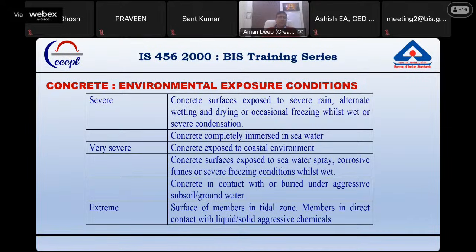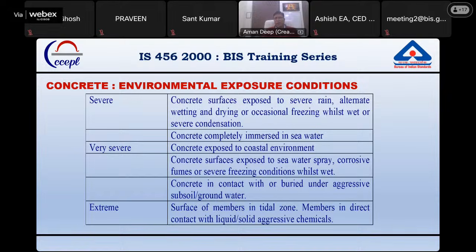Now, a very severe condition could be concrete exposed to the coastal environment. Concrete surfaces exposed to sea water spray, corrosive fumes, and severe freezing conditions. All these things are considered to be very severe. Concrete in contact with or buried under aggressive subsoil or groundwater.